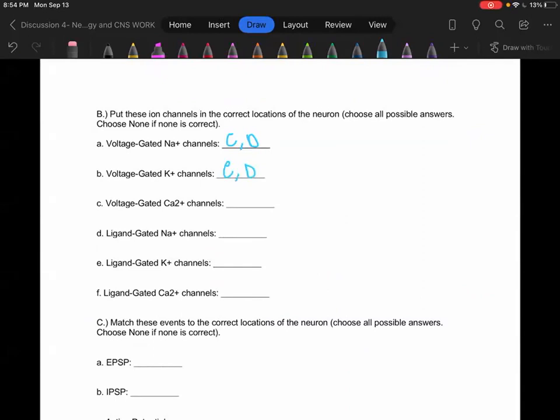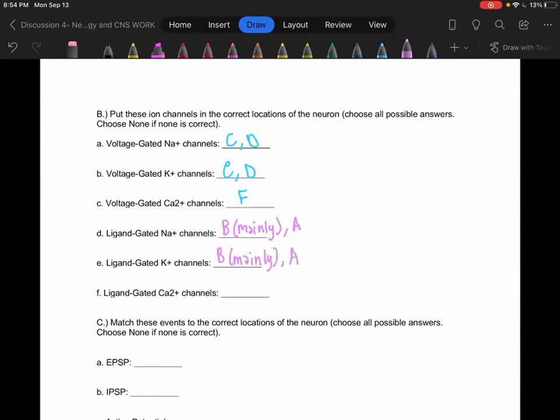Our voltage-gated calcium channel, this one's going to be just a little bit different. It's going to be at the end of our axon, at that axon terminal, and we'll see that in our next scenario. The ligand-gated channels, we haven't really learned about these. We'll learn about them more in this next example. But where we're going to see those are mainly at that dendrite, but also at that soma or cell body. Same with the potassium channel.